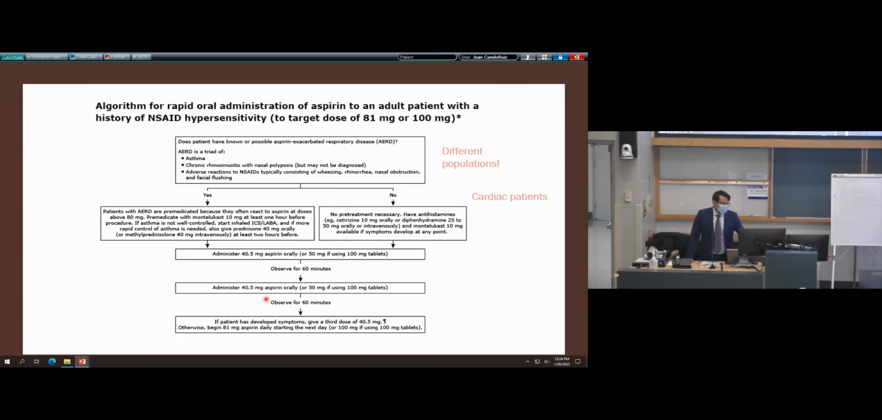Now, the one thing I want to make a note of is there's a lot of data on aspirin desensitization in cardiac patients. I know that there's a protocol that is used in the CCU here. These are 2 different populations, right? Cardiac disease affects an older population with different risk factors, while NERD patients are younger, typically healthier patients from a cardiac perspective, right? So that's why the protocols are different.